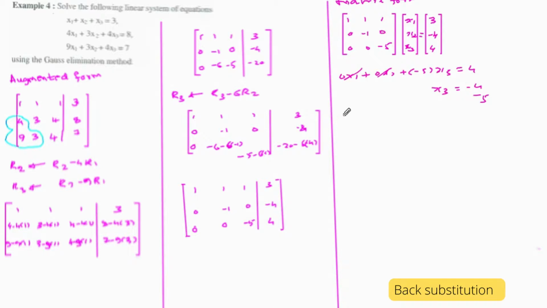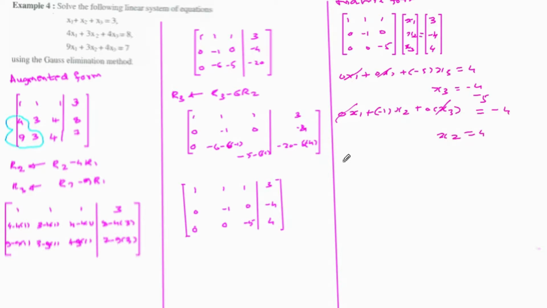Look at the second row. This will be 0 into x1 plus minus 1 into x2 plus 0 into x3 should be equal to minus 4. You cannot substitute x3 here. So minus x2 equal to minus 4 means x2 should be plus 4.